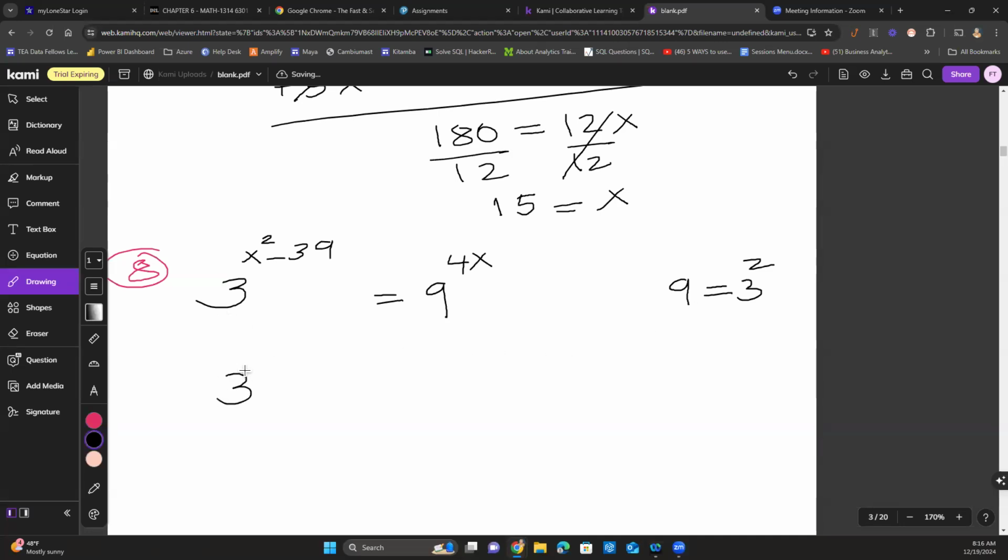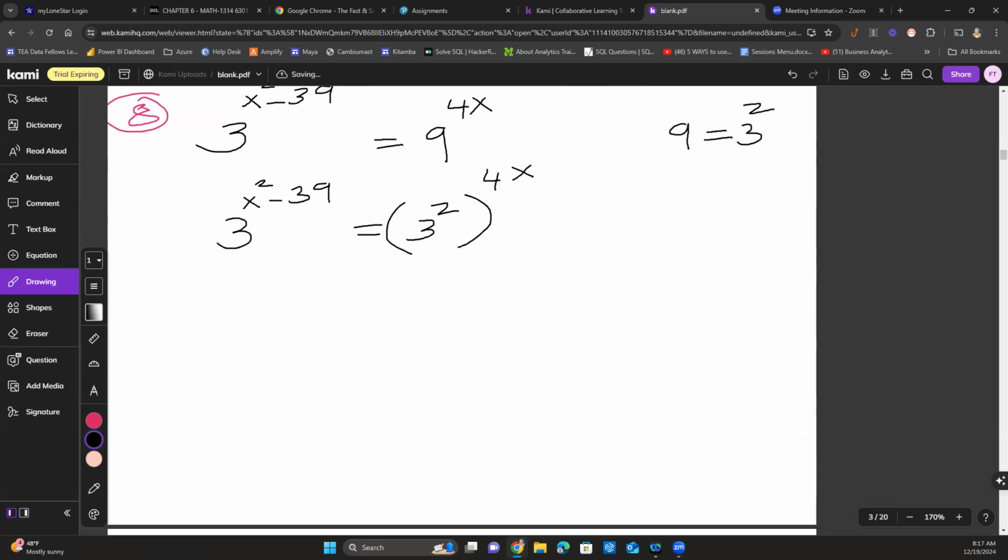So the first part is going to stay the same. But on the right side, instead of 9, I just need to write 3 to the second power. And then this whole thing will be raised to the 4x power. So now, the first part stays the same. But on the right side, the base number is 3. And then 2 and 4x, when I multiply them, that makes a total of 8x.